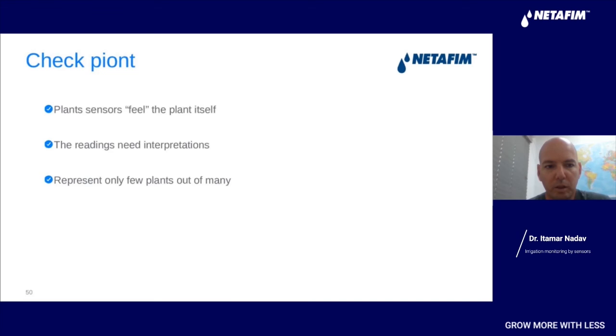So let's do a little checkpoint. Plant sensors actually feel the plant itself, but the reading needs to be interpreted, and the plant sensor only represents a few plants out of many. So it's very important to place the sensor at representative trees or plants, and to put a few of them across the plot in order to represent the entire field.